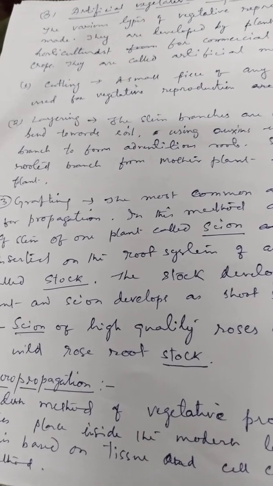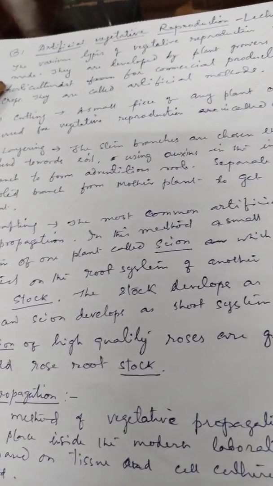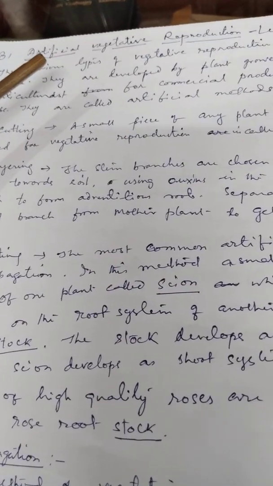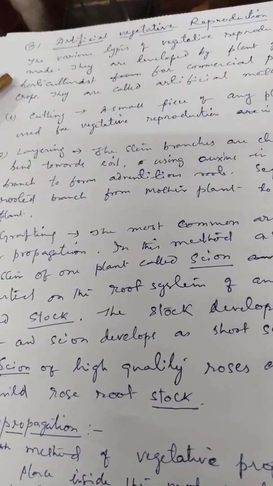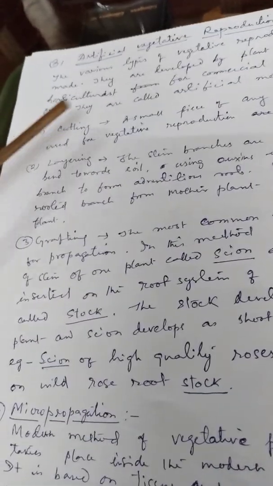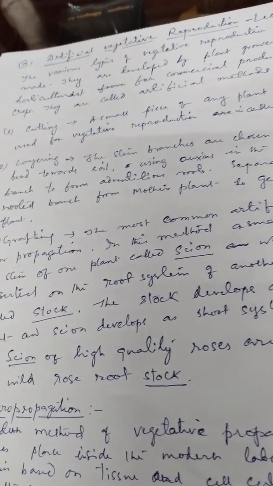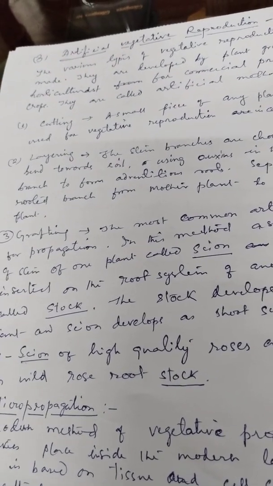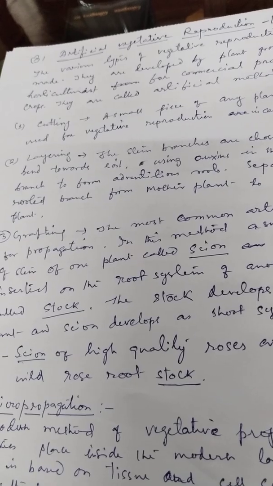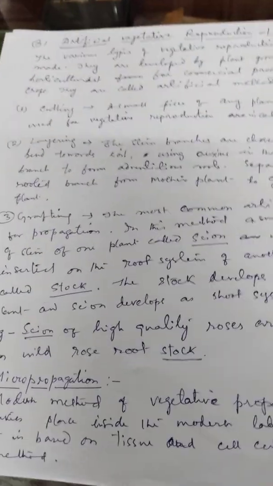The various types of vegetative reproduction are man-made. They are developed by plant growers and horticulturists for commercial production of crops. They are called artificial methods. As they are man-made, there are many types of technologies. Hence, they are called artificial methods.